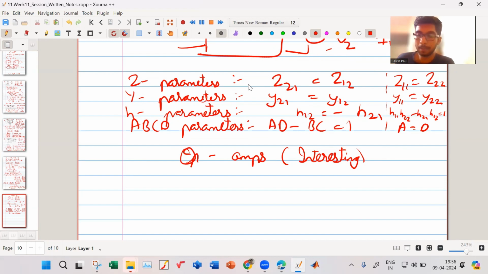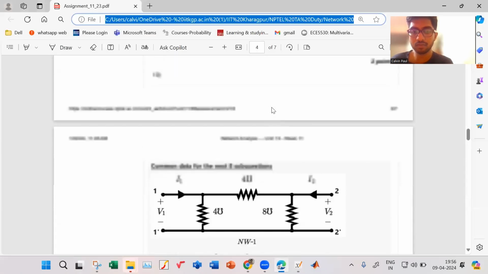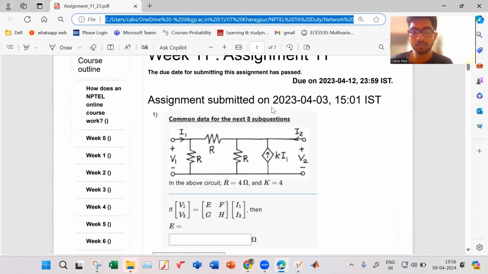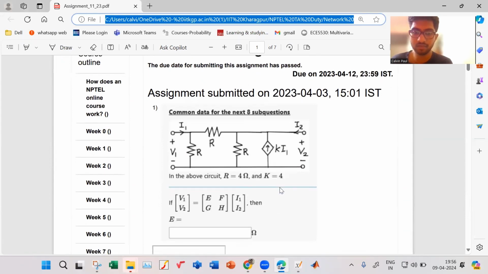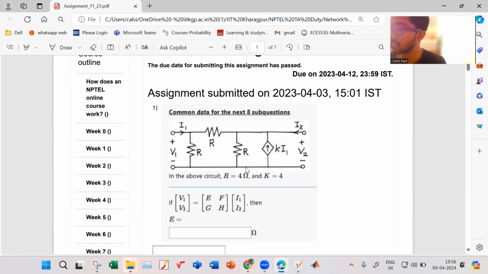One more thing on the first question: what was the alternate approach you just mentioned? It is better to solve in this method, right? So this is the question. I can't edit it, I think, so let me just take a screenshot.